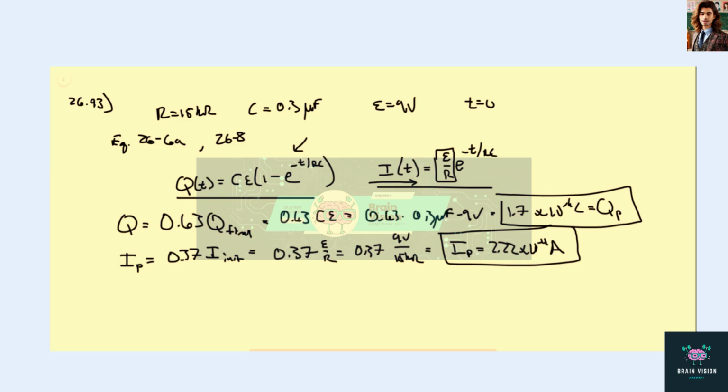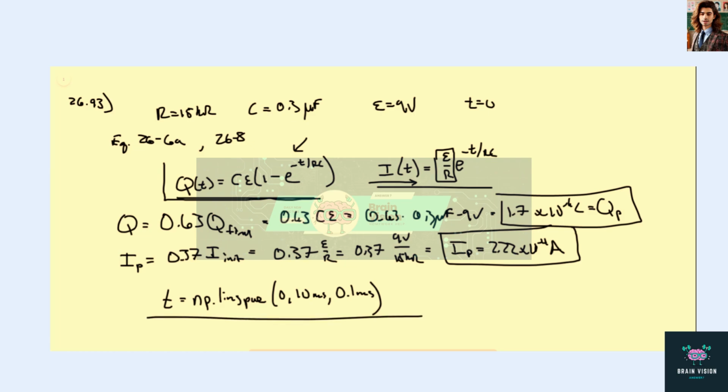So these are the 2 points we want to figure out on our charge and current versus time plots. From these equations, all we have to do is get an array of t. If you want to use this in Python, you can do numpy dot linspace from 0 to 10 milliseconds at 0.1 milliseconds in between. This gives you an array, and then you can just evaluate this at each point and then plot it.